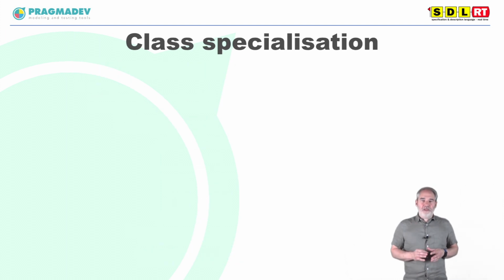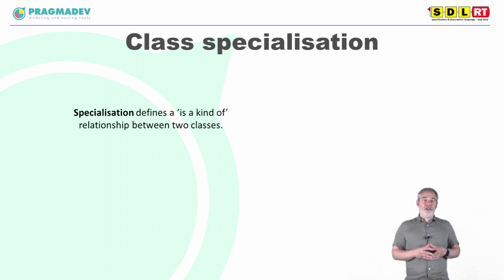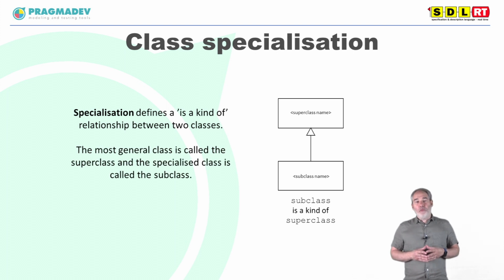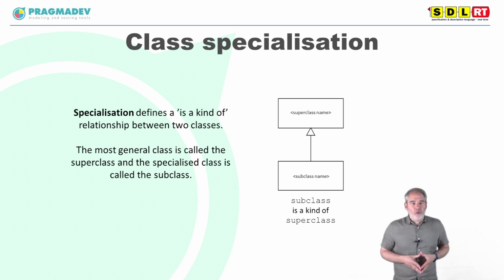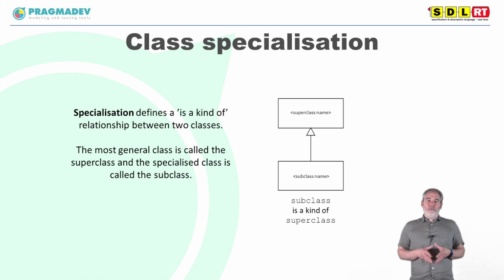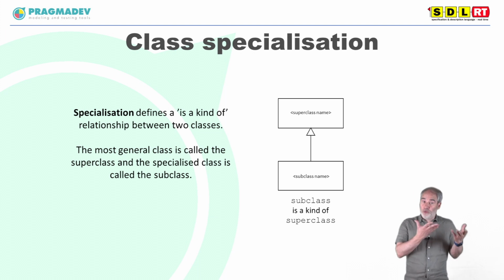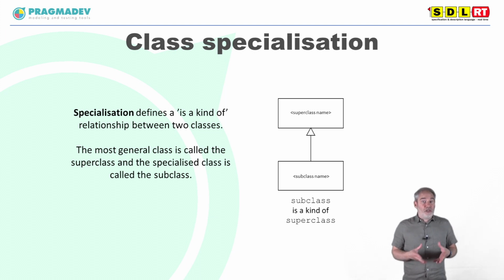One of the key characteristics of a class is the possibility to specialize it. Specialization defines an is-a-kind-of relationship between two classes. The most general class is called the superclass, and the specialized class is called the subclass. That means the subclass inherits the attributes and the operations of the superclass. But the subclass can add or redefine the attributes or the operations. That is specialization.